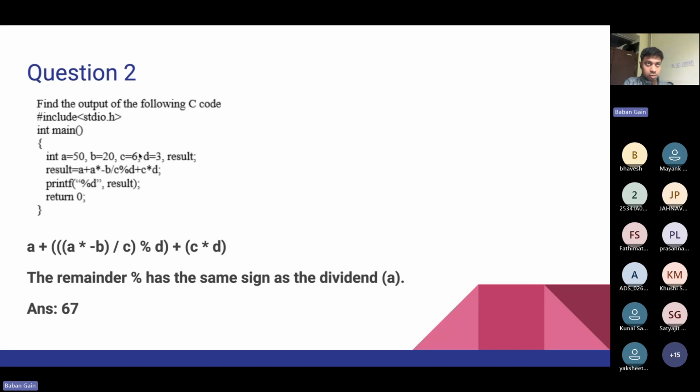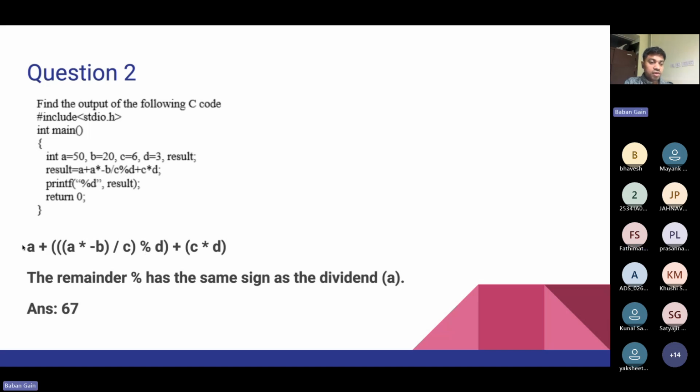150 plus 16, so 166. Am I right? Yeah. So this part is 166, and modulo we have 3. So 166 modulo 3, sorry, it will be like minus 166 modulo 3, because A is 50 and B is minus 20. So it will be like minus 1000, and minus 1000 by 6 is minus 166. Modulo 3, it will be, I think, minus 1 here. Minus 1, yeah, right.